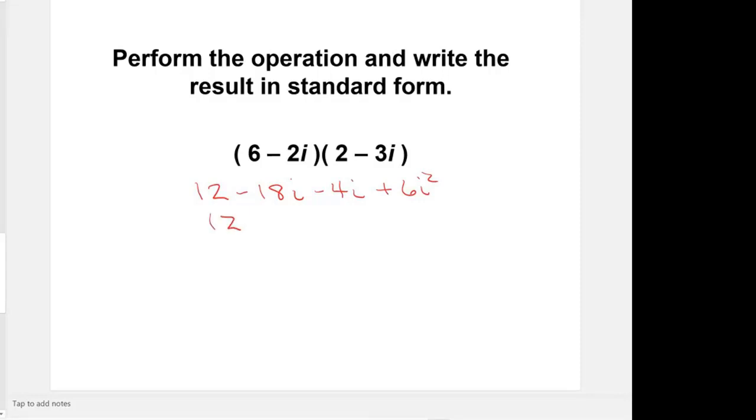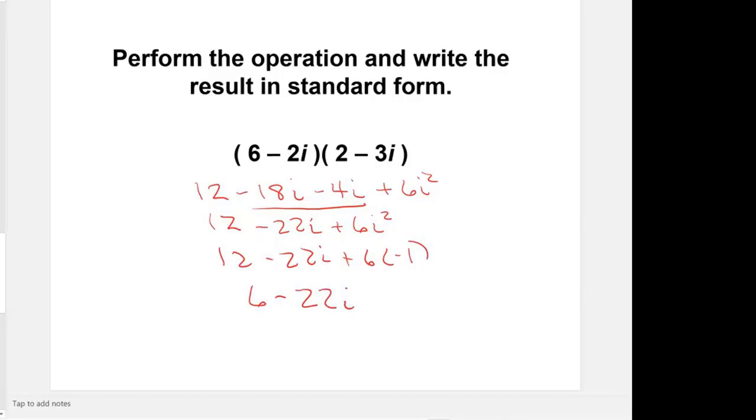I have 12. I can combine these two to be minus 22i plus 6i squared. What does i squared equal? -1. So this becomes 12 minus 22i plus 6 times -1, which is -6. 12 minus 6 is 6. So my final answer here would be 6 minus 22i. And that's in the form a plus bi, because a would be 6, b would be 22.